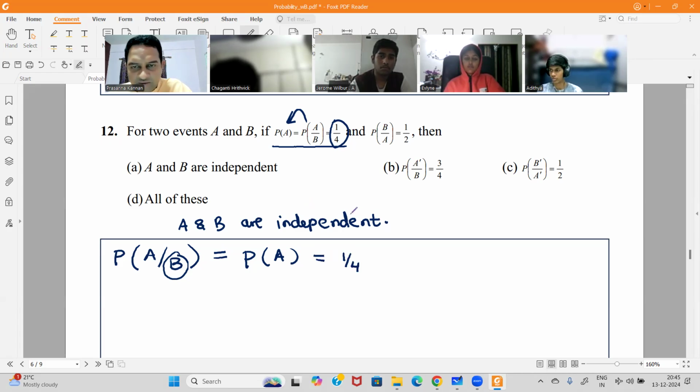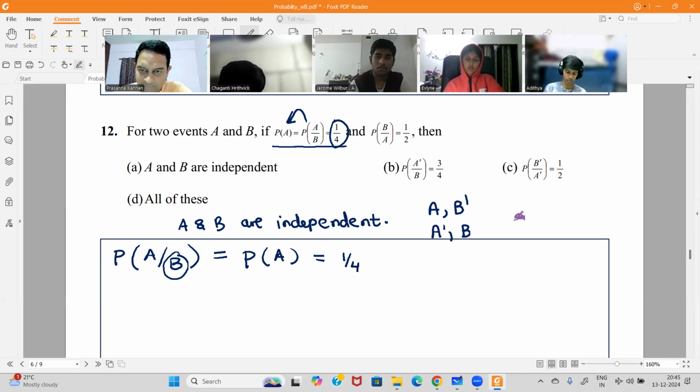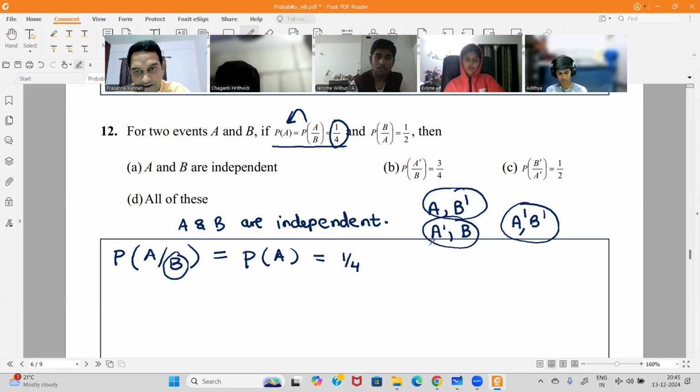Now, one theorem is there, which you have. If A and B are independent, then A and B dash are also independent. A dash and B are also independent. A dash and B dash are also independent. All these pairs are independent. If A and B are independent, then all these other pairs are also independent.